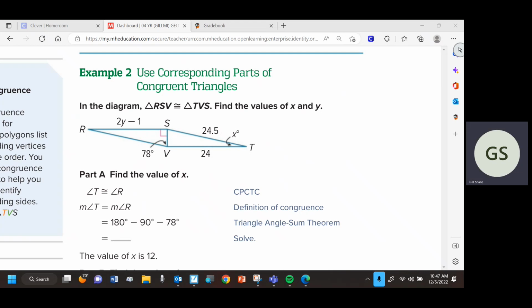CPCTC. Oh, this is the one that the other teacher always says. CPCTC. It's easy, but it shouldn't be that one.